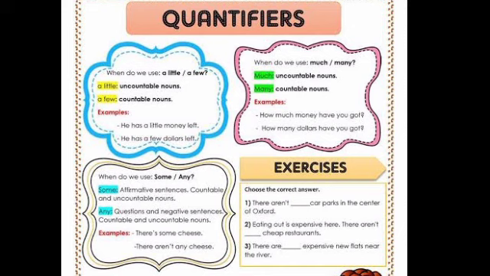Then the last question. There are dash expensive new flats near the river. Children, here flats are countable nouns. So we can use here: there are many expensive new flats near the river, or some new flats near the river, or a few expensive new flats near the river.